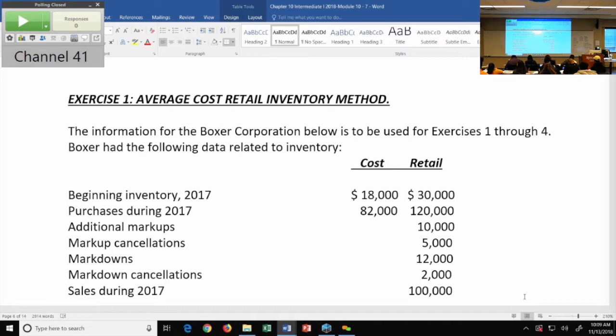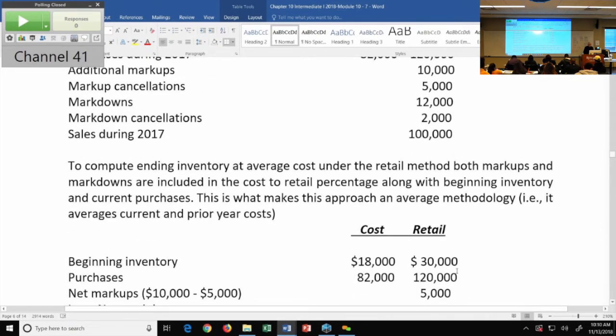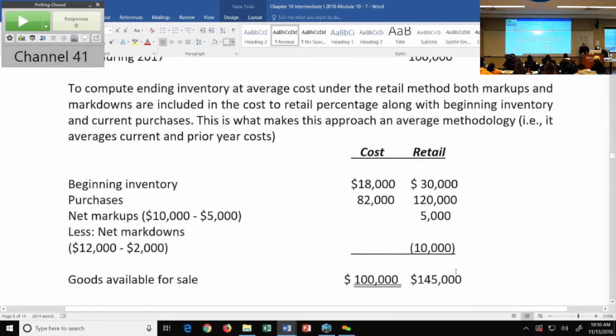So, although not on this test, I can ask you in one question, I want all 5 methods. If you keep writing out each one, you'll never finish. All you need to know is, once I get the 45 here, what's the cost to retail ratio that I'm going to use to deflate that 45 to cost. So let me show you. Average cost includes everything in the cost to retail ratio. It averages in beginning inventory, purchases, markups, and markdowns. So everything's included.